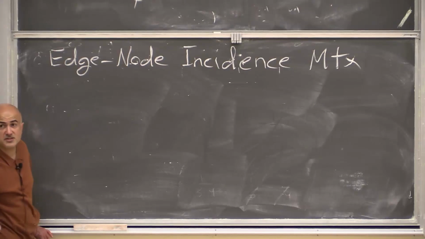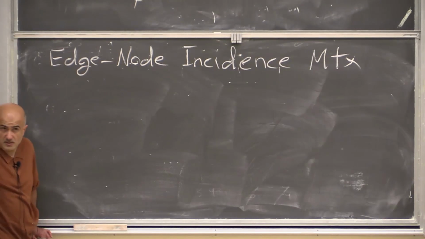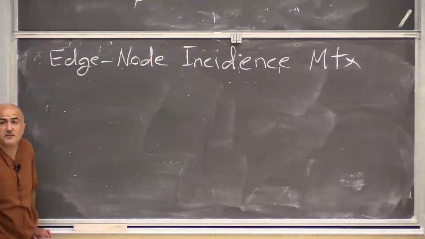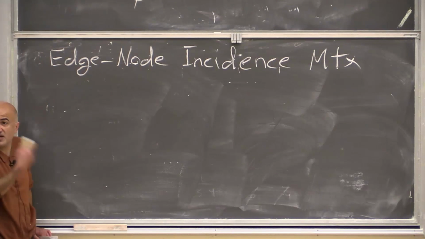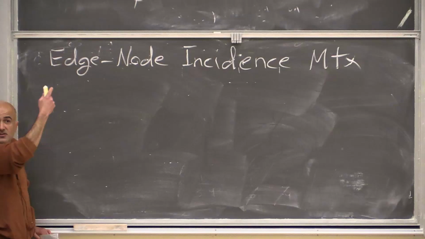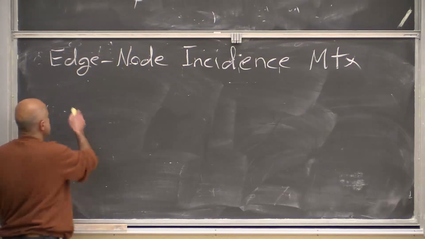Just like the state transition matrix that you studied in all the graphs that we've been looking at so far, you should be able to go from the graph to the matrix and back. If I give you the matrix, you should be able to draw the graph. If I give you the graph, you should be able to draw the matrix. And this is how it works.